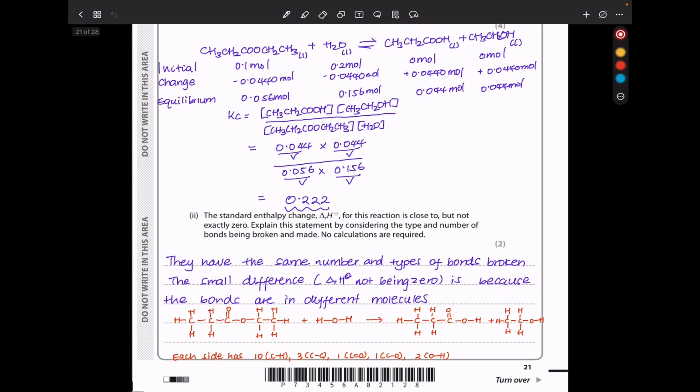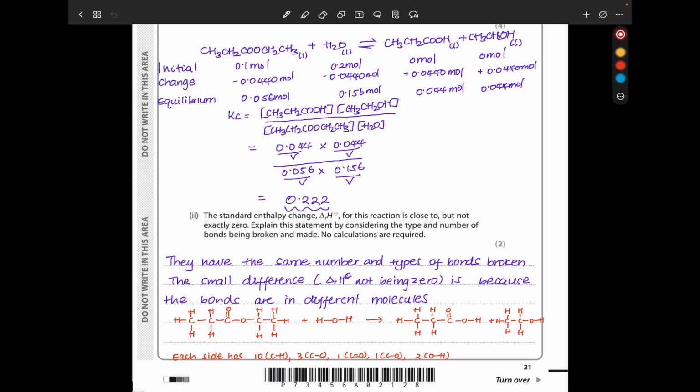And then they say the standard enthalpy change for this reaction is close to, but not exactly 0. Explain this statement by considering the type and number of bonds being broken and made. No calculations are required. I displayed out whatever is on the reactant side and the product side, and I realized that each side has 10 carbon-hydrogens, 3 carbon-carbons, 1 carbon-oxygen double bond, 1 carbon-oxygen single bond, and 2 oxygen-hydrogen bonds.